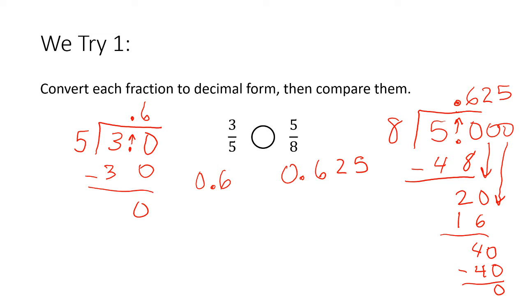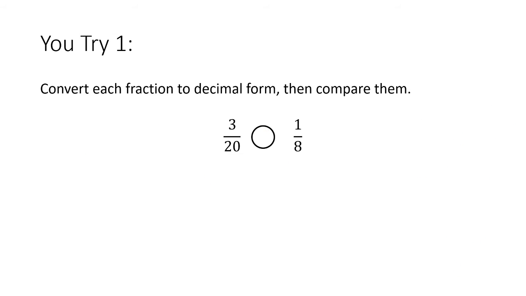Well, which one's bigger? The one on the right, because 0.625 is bigger than 0.6. So we can say that 5/8 is bigger than 3/5. Or reading from left to right, 3/5 is less than 5/8. Go ahead and pause the video and try this one on your own.